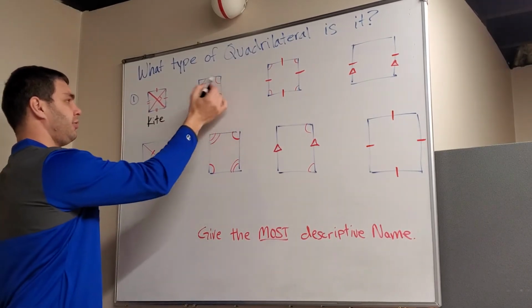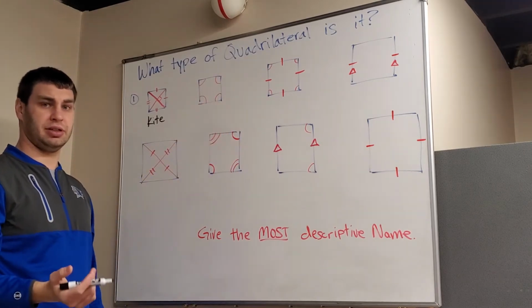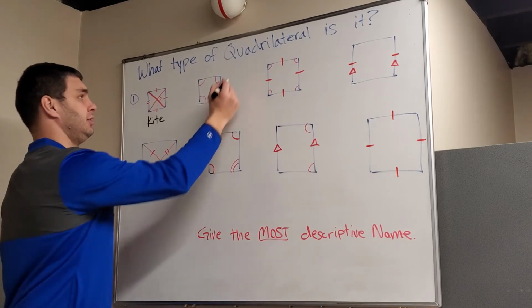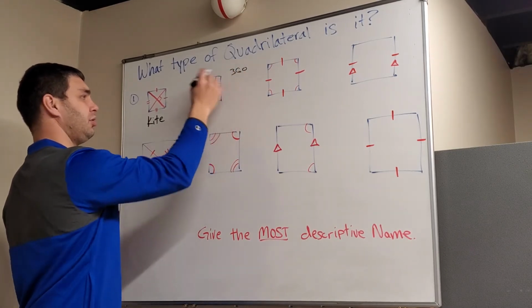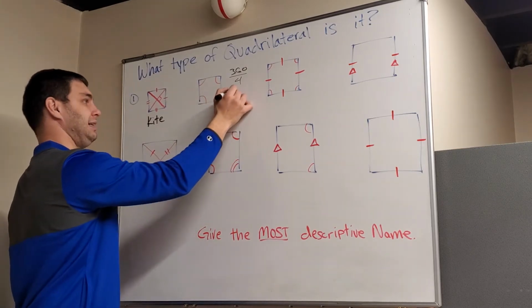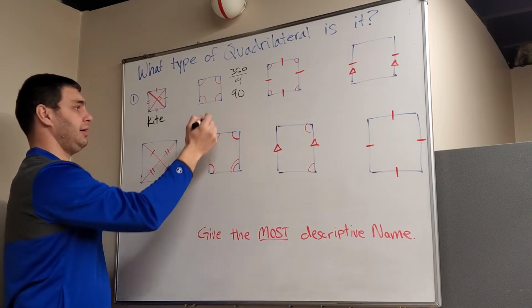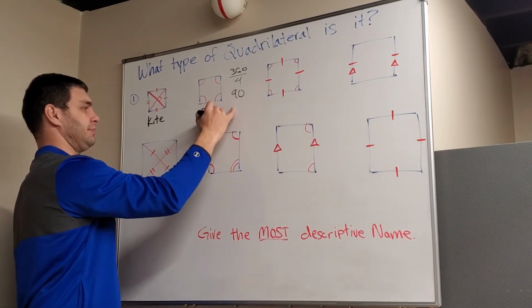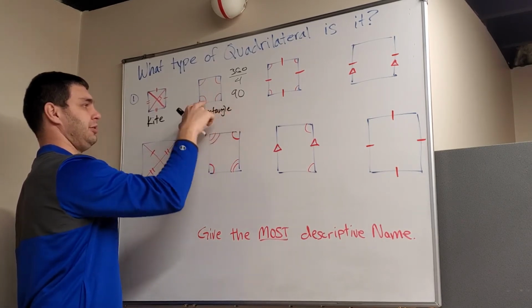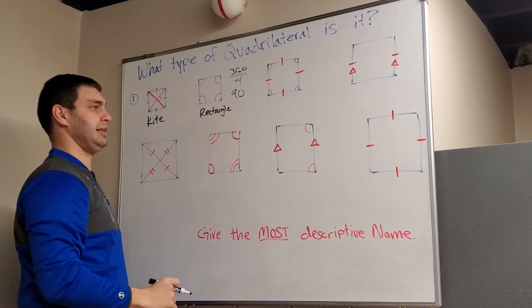We just know that all 4 angles are congruent. There are only 360 degrees total in a quadrilateral, so if all 4 are the same, we divide by 4, that's 90. If these are all 90 degrees, this is going to be a rectangle. We don't know anything about the sides, so we can't say it's a square or anything like that. We just have to leave it as a rectangle.